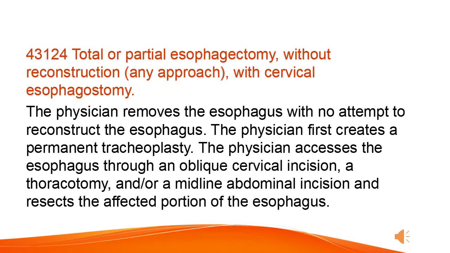Total or partial esophagectomy, without reconstruction, any approach, with cervical esophagostomy. The physician removes the esophagus with no attempt to reconstruct the esophagus. The physician first creates a permanent tracheoplasty. The physician accesses the esophagus through an oblique cervical incision, a thoracotomy, and/or a midline abdominal incision and resects the affected portion of the esophagus.